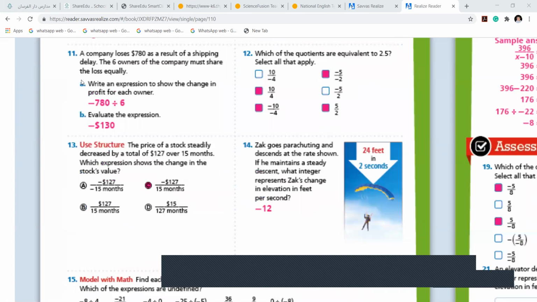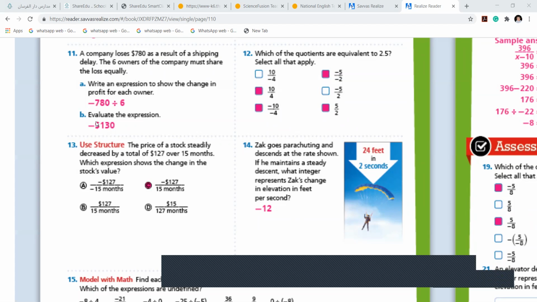Next, a company loses $780 as a result of a shipping delay. The 6 owners of the company must share, so you must divide that loss among 6 people. So 780 divided by 6. This is how you write the expression. When you divide 780 by 6, you get 130. And of course, the sign must be minus.